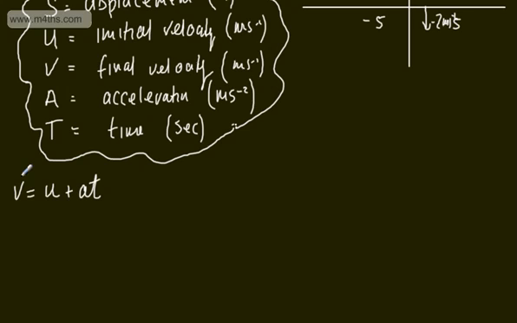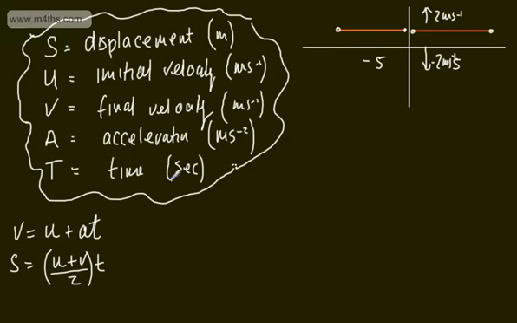Often the SUVAT equations are daunting to begin with, but once you've written them down and used them a few times, they're fairly straightforward. Okay, let's look at another one. S is equal to (u plus v) divided by 2, multiplied by t. So displacement, or the distance, is the initial velocity plus the final velocity divided by 2 multiplied by the time.